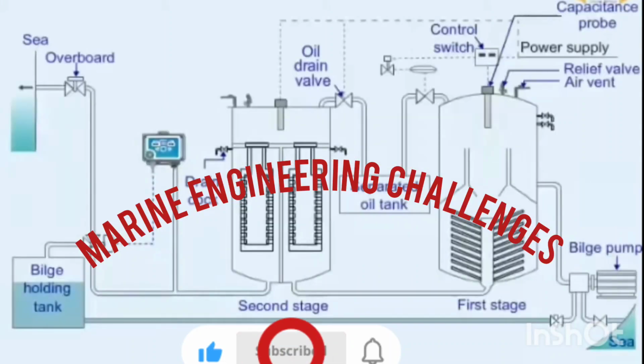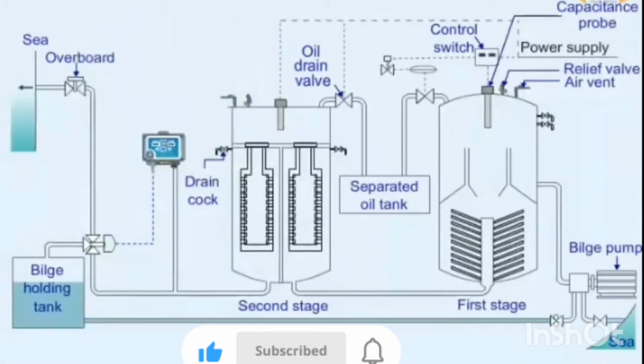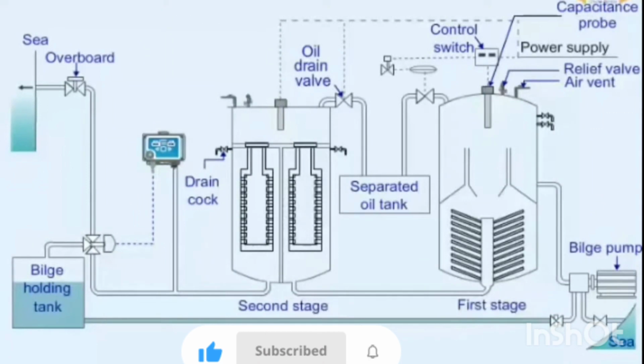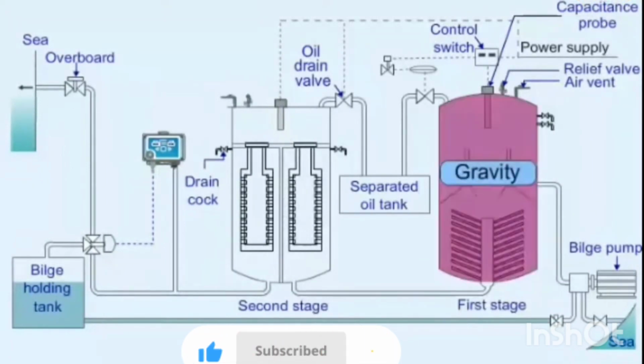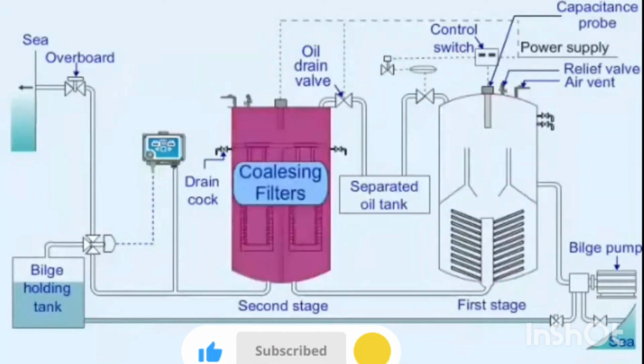See the operation of an oily water separator. With a 15 ppm monitor, the separation of oil and water in the separator takes place in two stages. In the first stage, the separation is by gravity, whereas in the second stage, the separation is by coalescing filters.